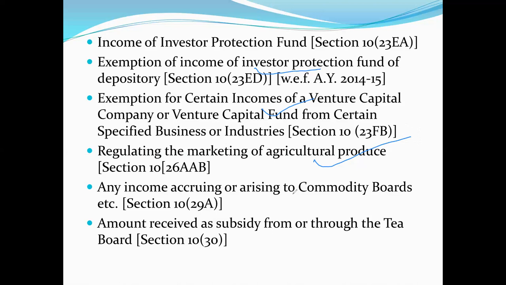Any income accruing or arising to commodity boards, those boards' incomes are also exempt from income tax. So the amount received as subsidy through the Tea Board is exempt. See, I have established a company to produce tea powder. I received income from the Tea Board, so that income I need not show.